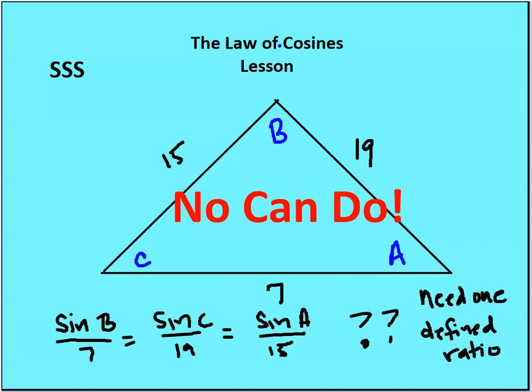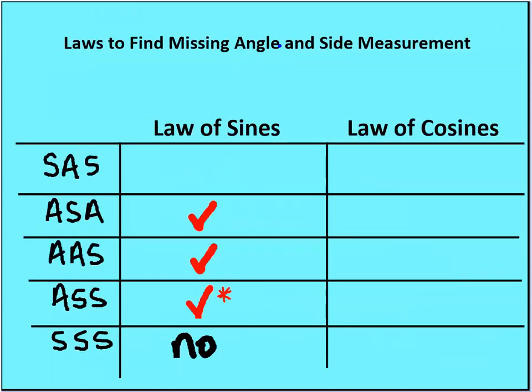And you're going to realize that you cannot solve a side-side-side triangle solely using the law of sines, because we need to have one defined ratio. In this case, we don't have any defined ratios. Sine B over 7 is equal to sine C over 19 is equal to sine A over 15. There's no ratio to equate some other values to. So we cannot use law of sines to solve side-side-side triangles.